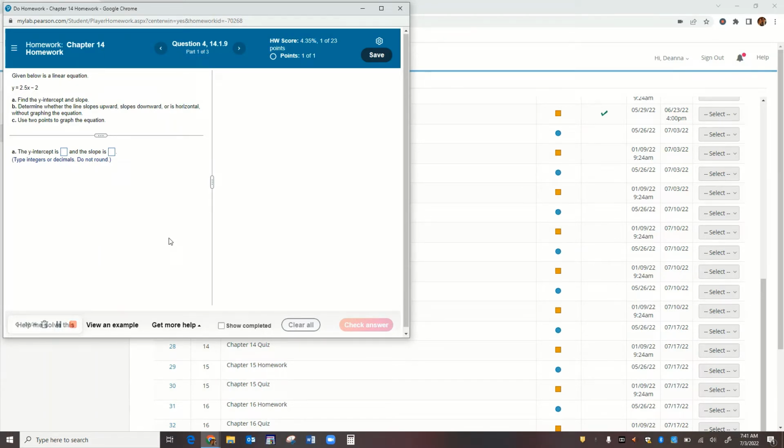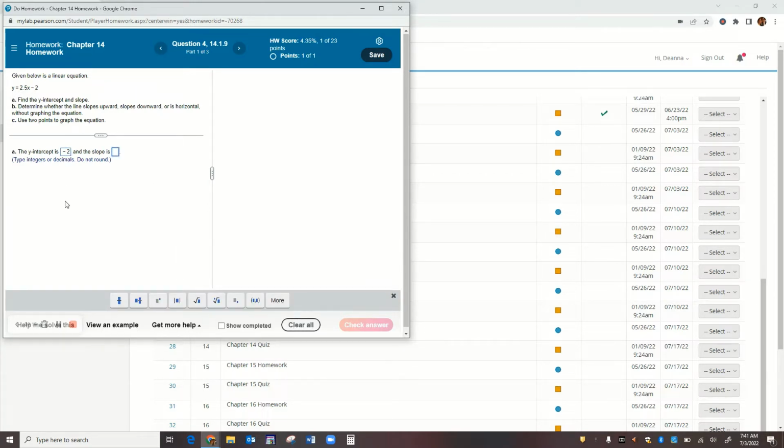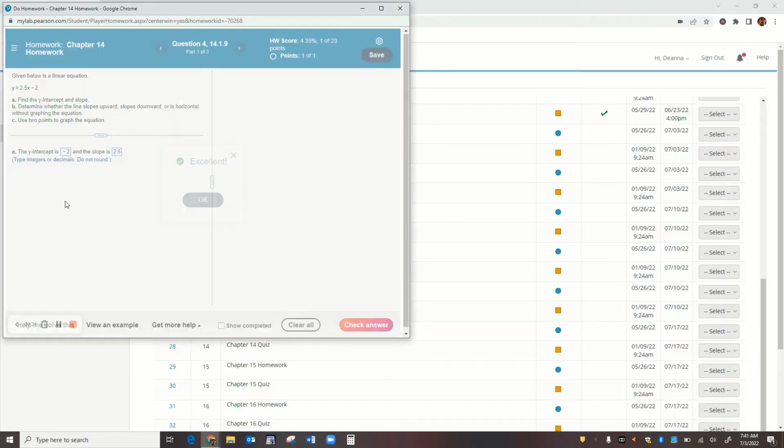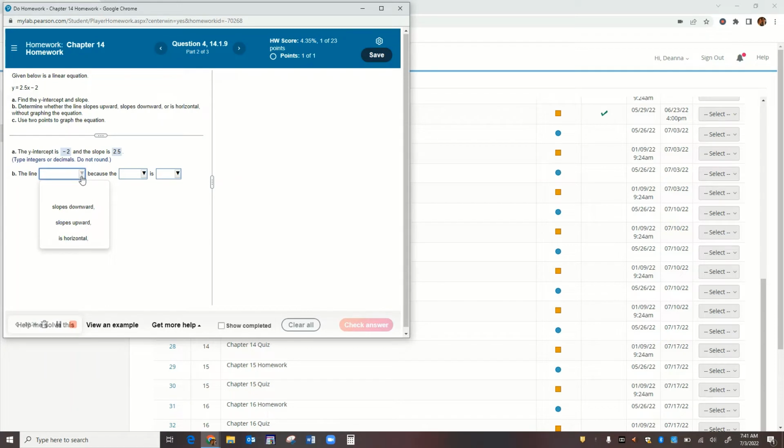Given below is a linear equation, y equals 2.5x minus 2. Find the y-intercept and the slope. So the y-intercept is -2, and the slope is 2.5. Does the line slope downward, upward, or horizontal? We'll look at the slope. The slope is 2.5. It's positive. So that means the line's going to slope upward because the slope is positive.